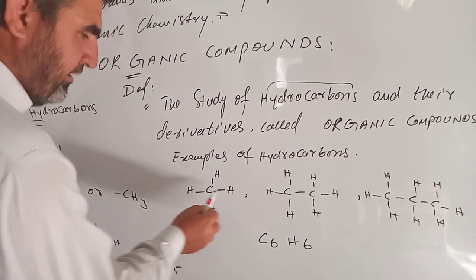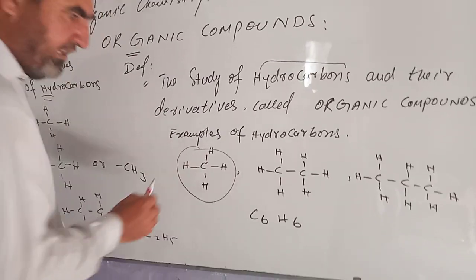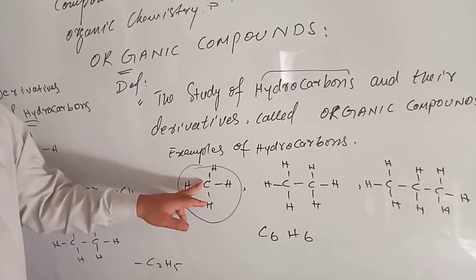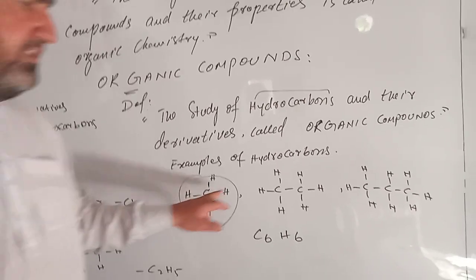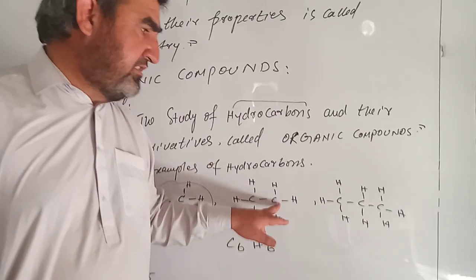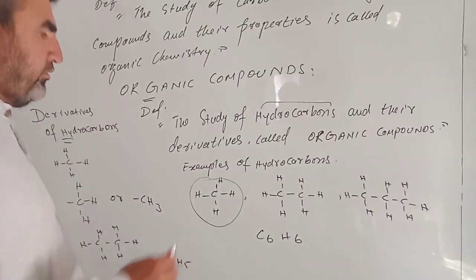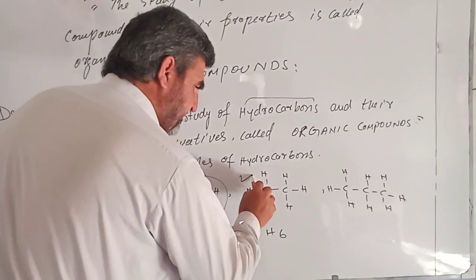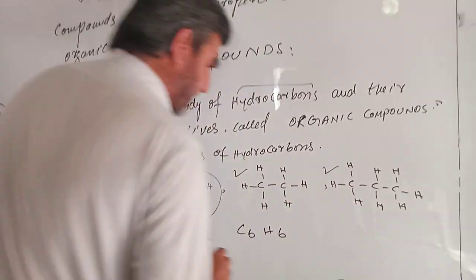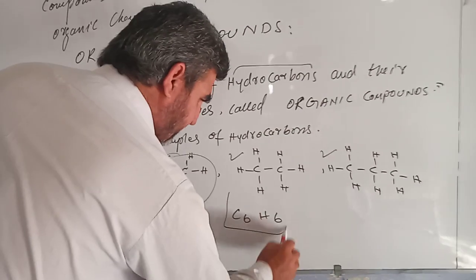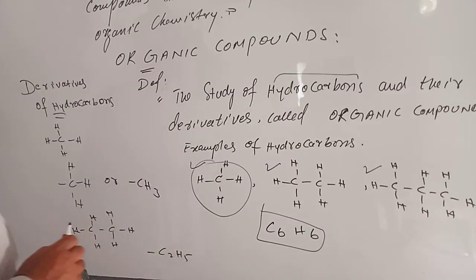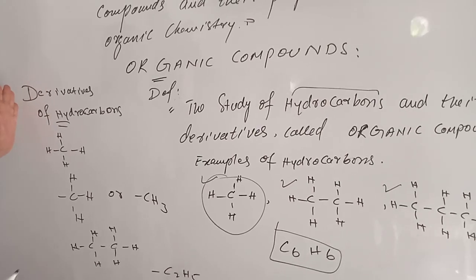Now, examples of hydrocarbons are methane. Meth means the compound containing one carbon. The compound containing two carbons is known as eth. The compound containing three carbons is known as prop. So this is methane, this is ethane, this is propane, and this is benzene. Now, what are the derivatives of the hydrocarbons?